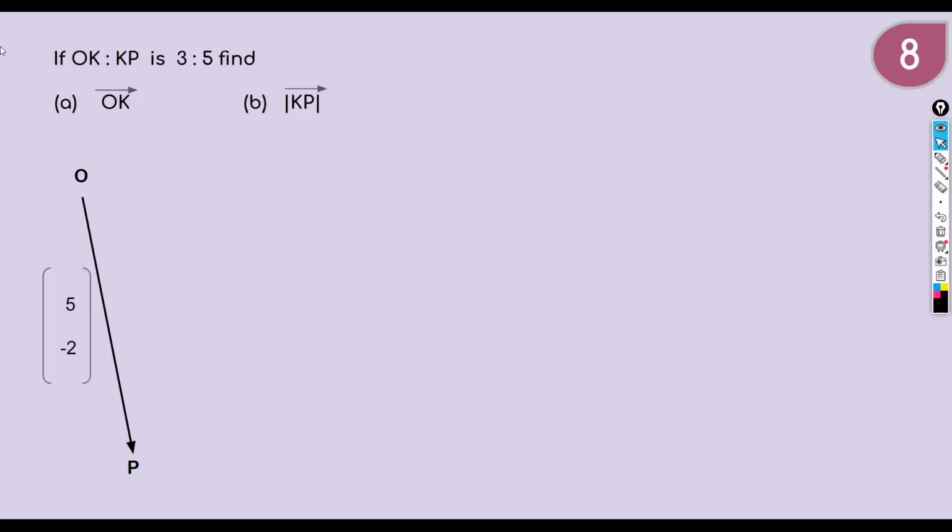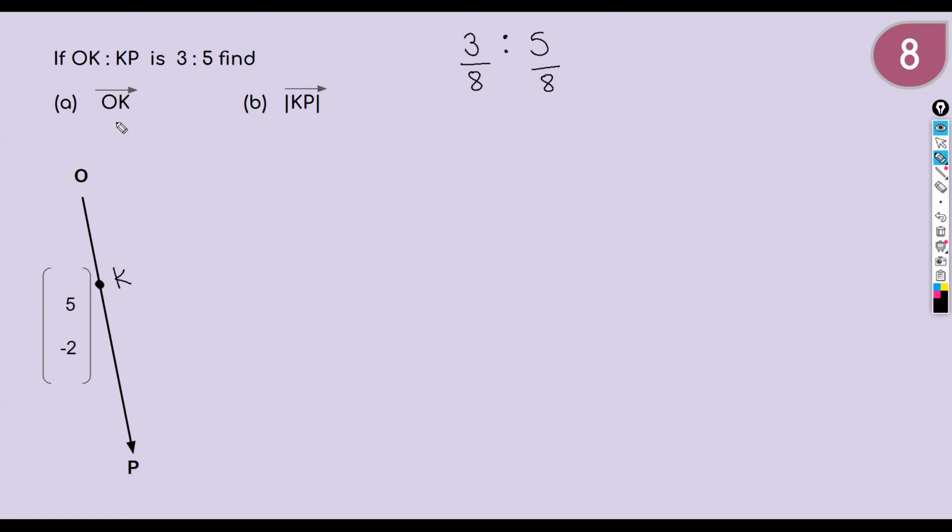Correct. So for this question, the ratio is 3 to 5. From O to K, and then from K to P. K is somewhere in between here. If it's 3 to 5, we add the two values. 3 plus 5 is 8. That means the denominator is 8. So from O to K is about 3/8 of the line, and K to P, the remaining portion, is 5/8. You just have to approximate it here for the example.